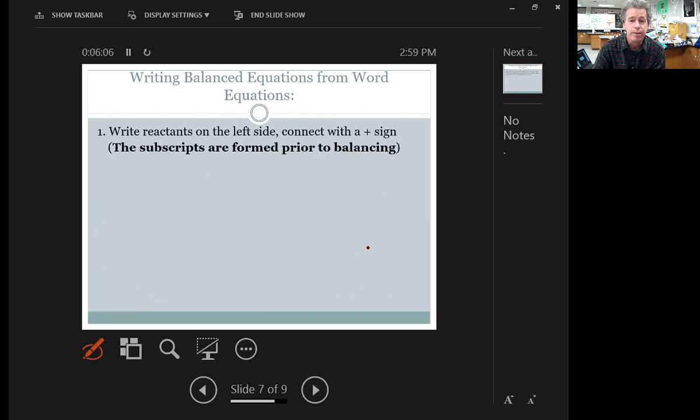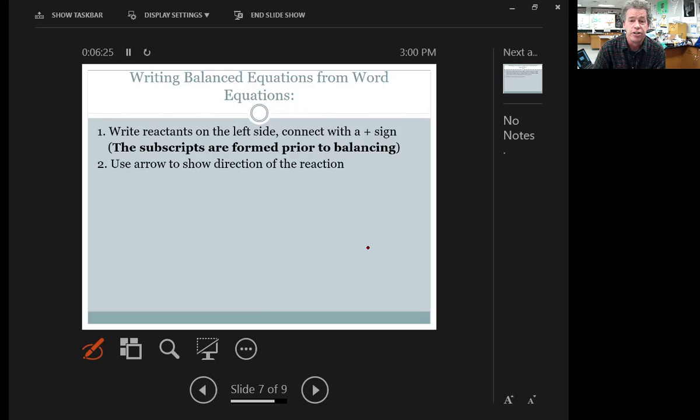Now remember, subscripts are written here, so they're formed prior to balancing. Something like calcium chloride would be Ca. Since Ca is 2 plus, you need 2 chlorines, so CaCl2. That would be a subscript.